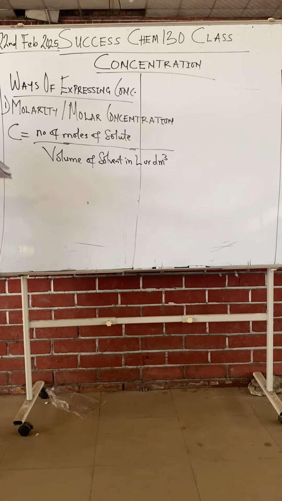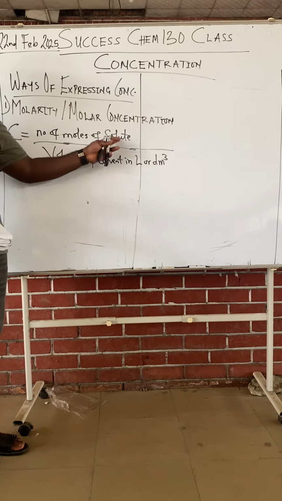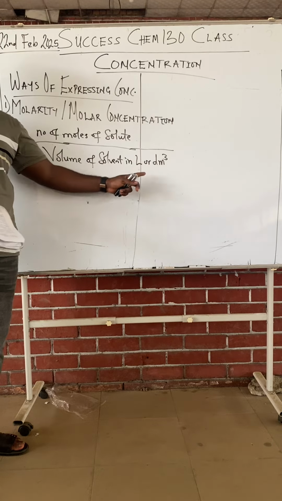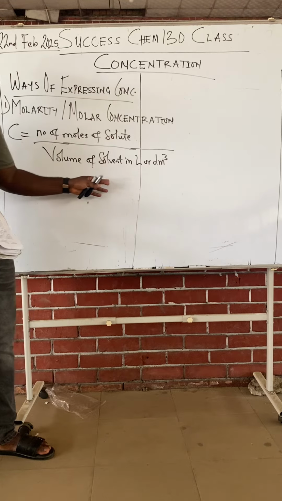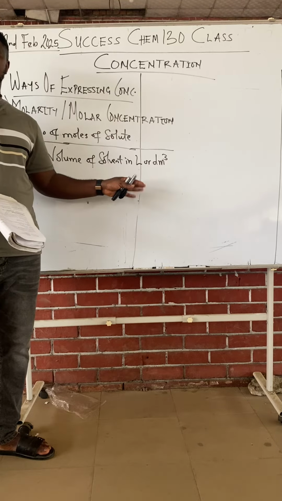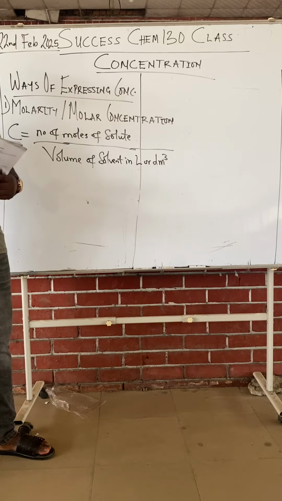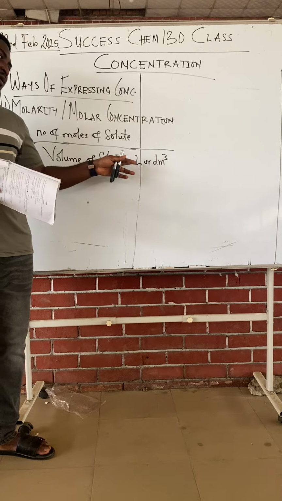So if you are asked to find the concentration of a solution in molar concentration, class, you will need to get the number of moles of the solute present in the solution and divide it by the volume of the solvent in liters or dm cube. If the volume of the solvent is given in another unit, you will need to convert. If it is given in centimeter cube, change it to dm cube. If it is given in milliliters, change it to liters.